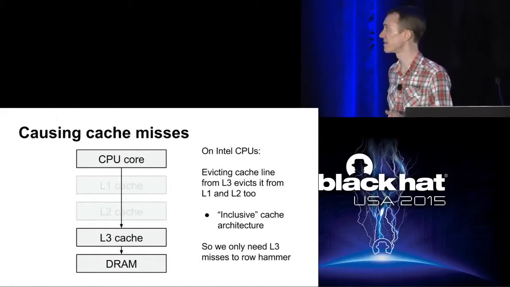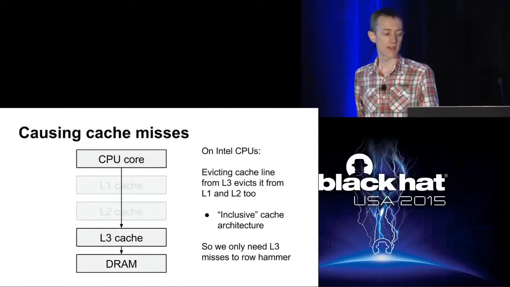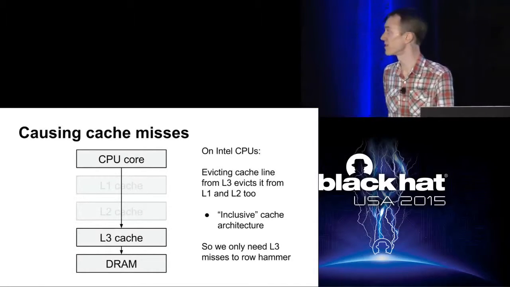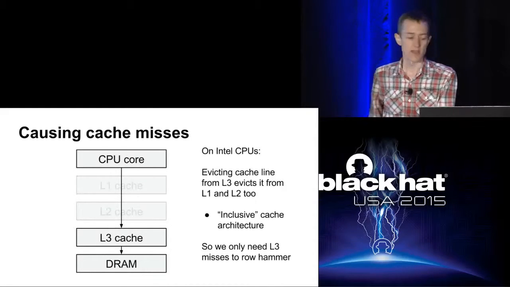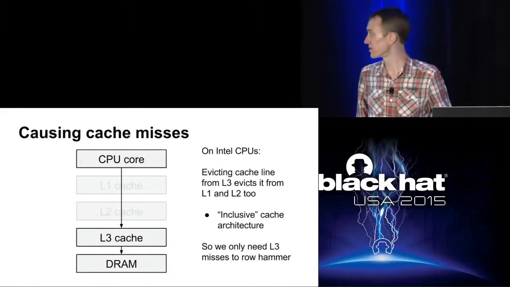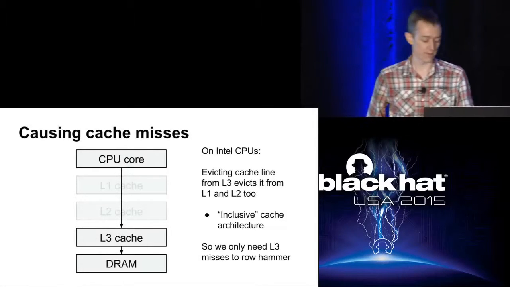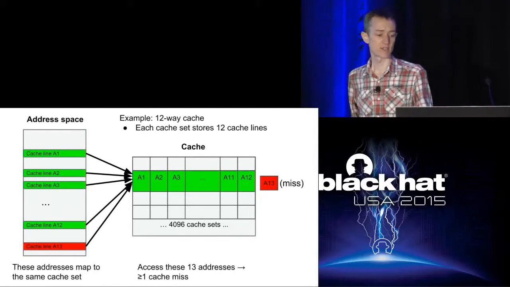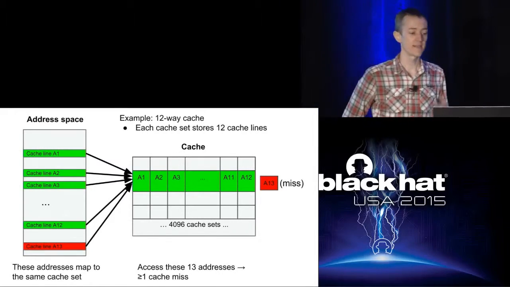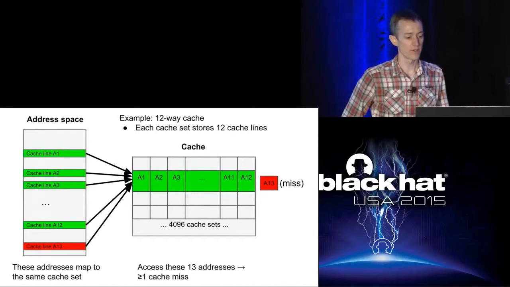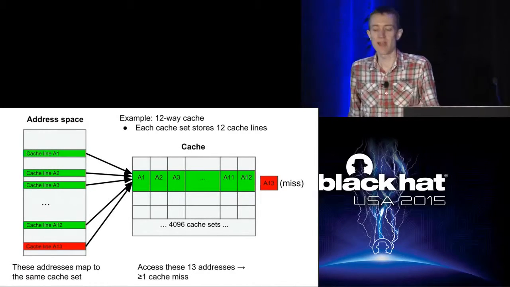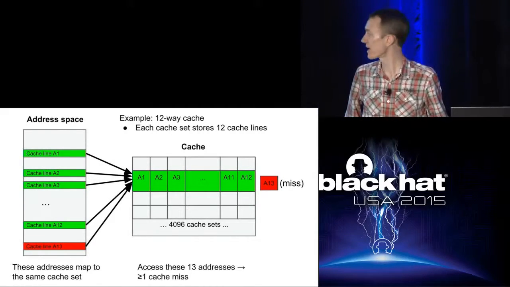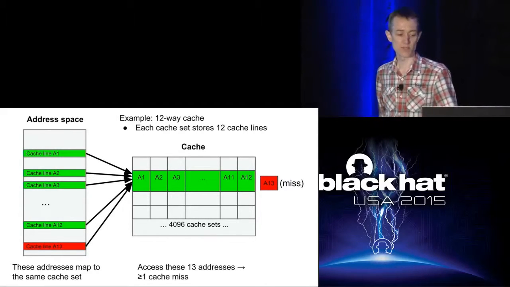However, it turns out that's easier than it initially seems, because on current Intel CPUs, evicting a cache line from the L3 cache also evicts it from L1 and L2. So the L1 and L2 caches don't actually matter for our purposes of row hammering. If we want to generate L3 cache misses, the trick would be to find many addresses that map to the same cache set. For example, a typical system might have a 12-way set associative cache. If you can find 13 addresses that map to a cache set, then accessing them will generate at least one cache miss.